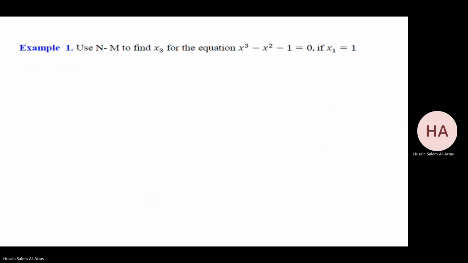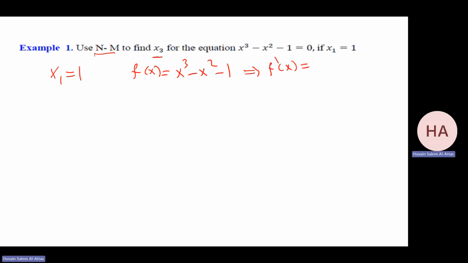Okay. So use Newton's method to find x3. So I need to find not the first iteration, but the second one. I need to do 2 iterations. Okay. So I have the formula. I have x1 equal 1, and f of x is x cubed minus x squared minus 1. Then I need f prime, which is what? 3x squared minus 2x.